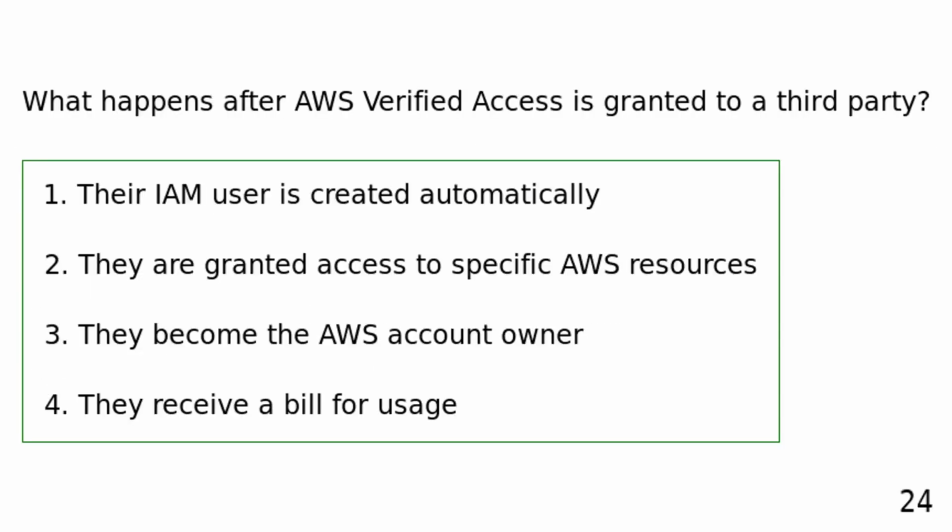What happens after AWS Verified Access is granted to a third party? Their IAM user is created automatically. They are granted access to specific AWS resources. They become the AWS account owner. They receive a bill for usage.